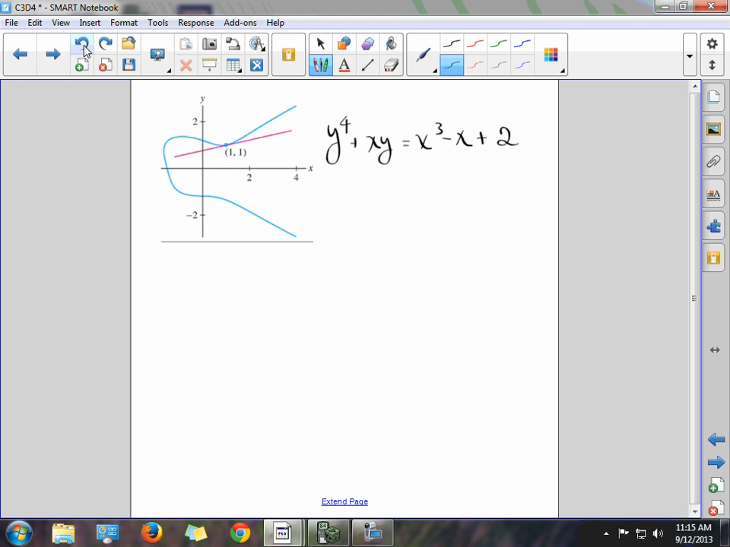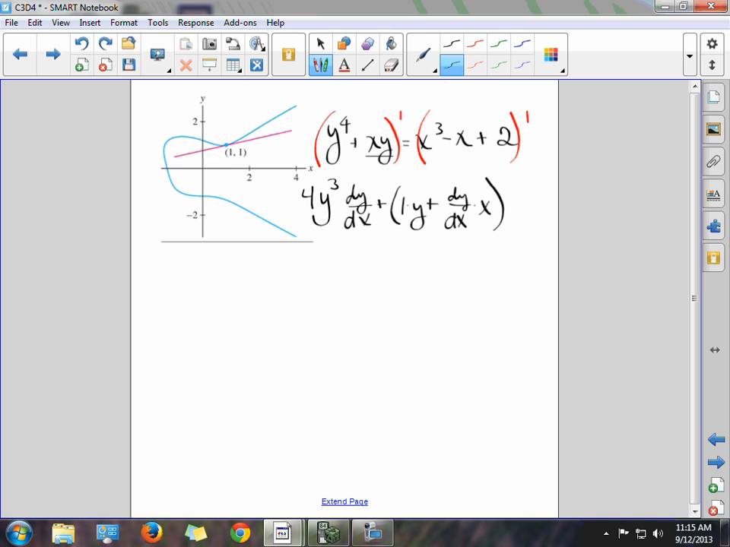So I'm going to start just by differentiating each side so I can find dy/dx. And so I get 4y cubed. I'm differentiating y, so I have to put dy/dx, plus, and now this is xy, so I gave you this example earlier. You have to use the product rule. So this is going to be the derivative of x, which is 1, times y, which is just y, plus the derivative of y, which is dy/dx, times x.